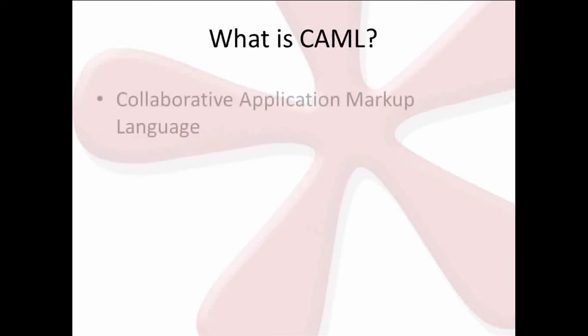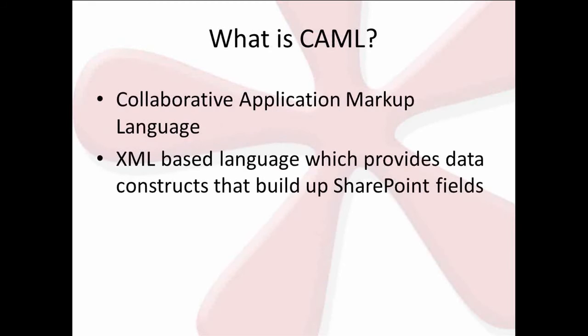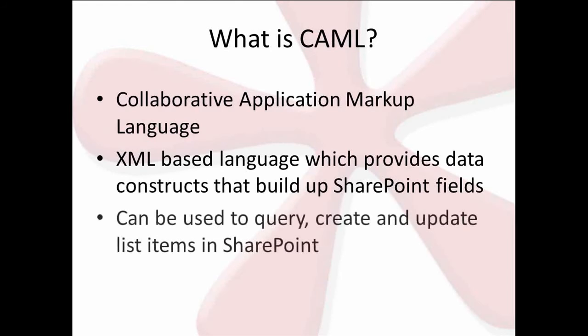So what is CAML? CAML is Collaborative Application Markup Language. It is actually an XML-based language which provides data constructs that build up SharePoint fields, and it can be used to query, create, and update list items in SharePoint. So it's basically an XML-based query language that contains some tags.